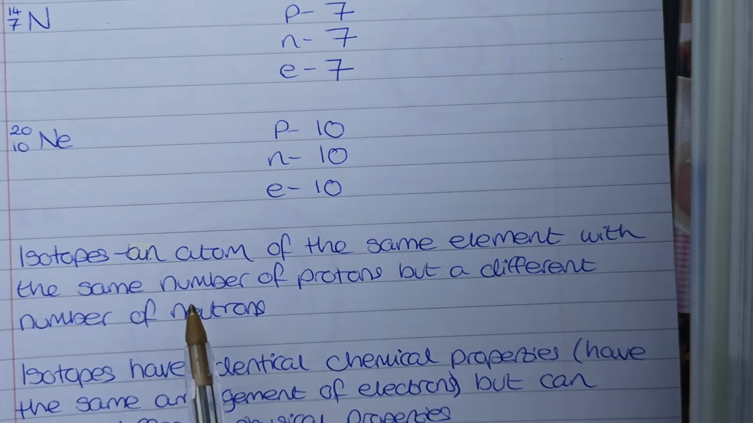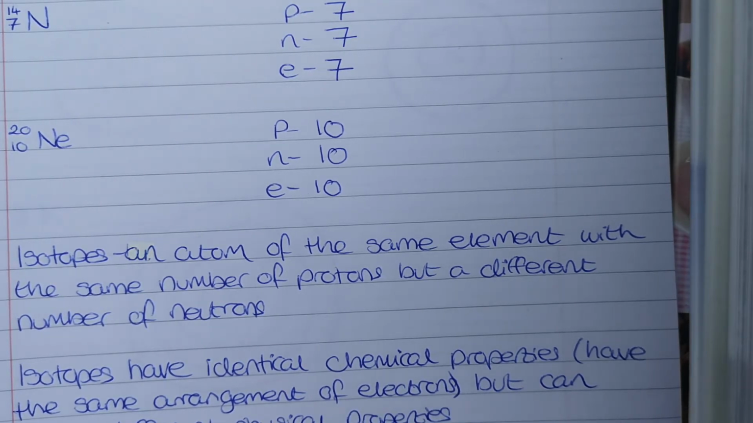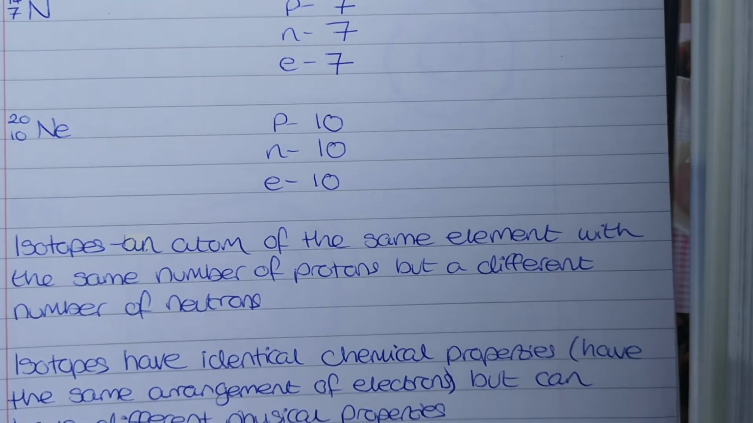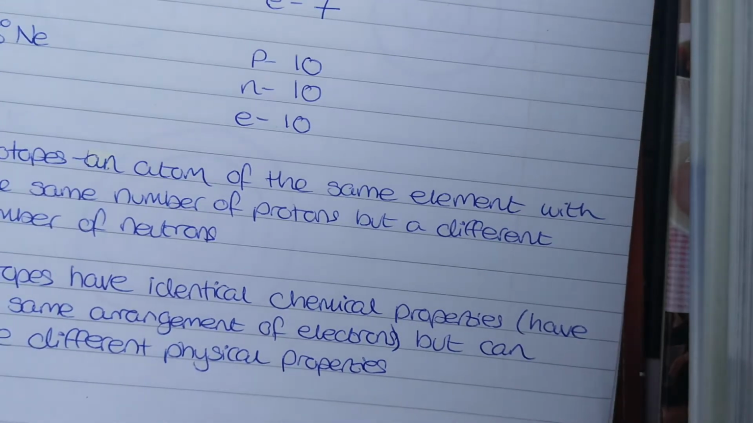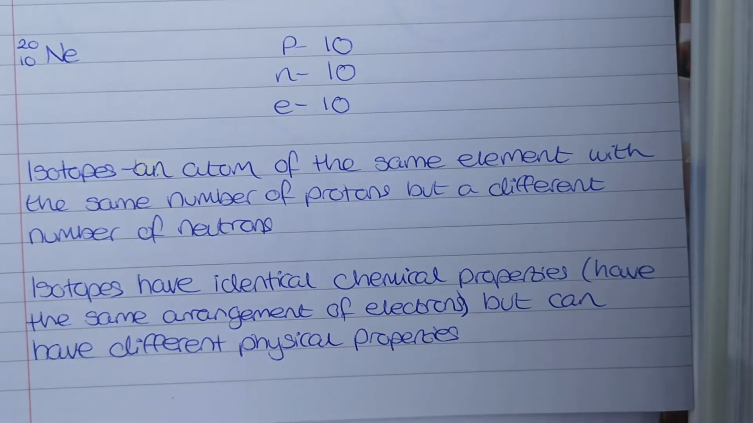You've probably also looked at isotopes. An isotope is an atom of the same element. So it's got the same number of protons, which means it's got the same atomic number, but a different number of neutrons. So it'll have a different relative atomic mass. Isotopes have got identical chemical properties, and that's because they've got the same number of electrons in their outside shell, but they can and they do have different physical properties.